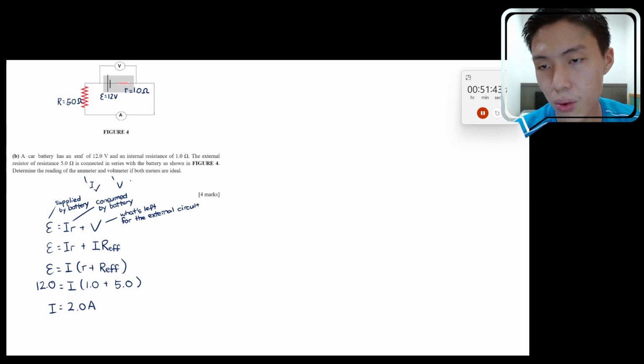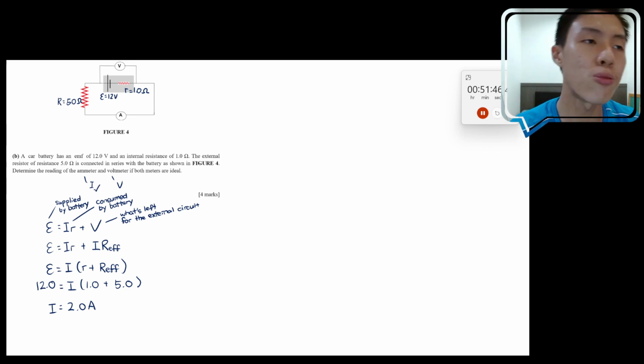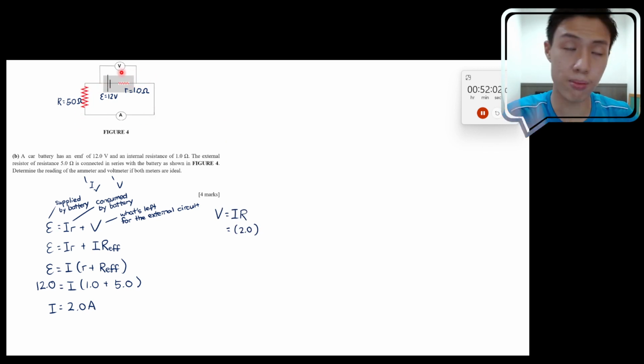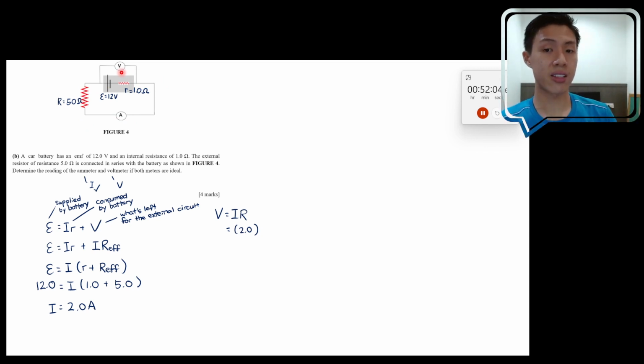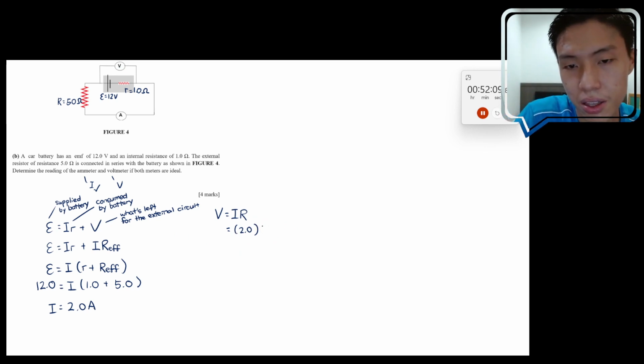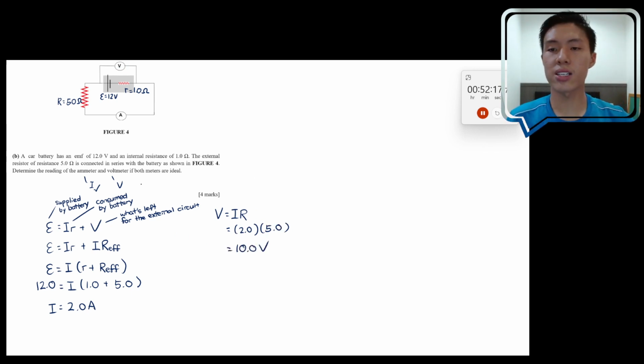This is done. Now we want the reading of voltmeter. Reading of voltmeter reads the terminal voltage. So terminal voltage we mentioned just now is V is equal to IR. Your current is 2.0. It's the same current because this is a series circuit, right? So technically what passed through inside the battery and what passed through outside the battery, the rate of flow of charge or the current are the same. Okay, so no problem writing it as 2 ampere. Then the resistance outside is 5. So 2 times 5 is basically just 10.0 volt. So that is your reading of a voltmeter done. Okay, so that's part B.